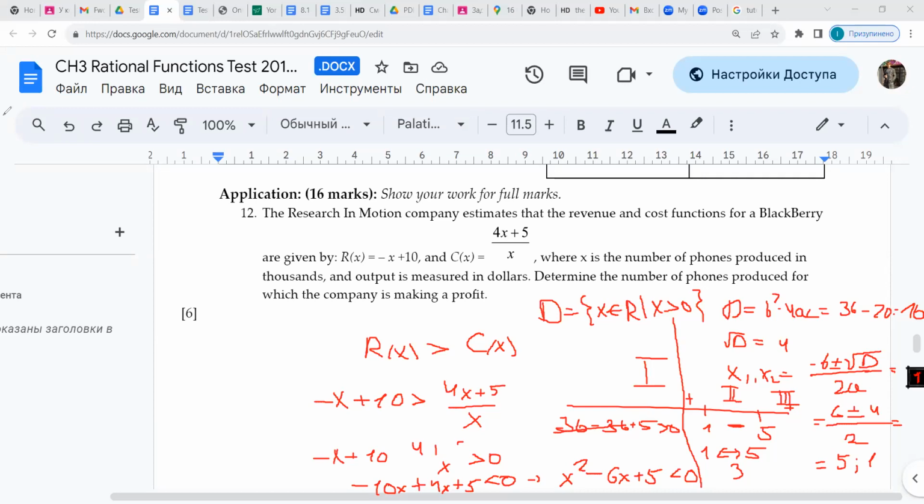Are there any questions about this problem? Okay, if no questions, let's move on.